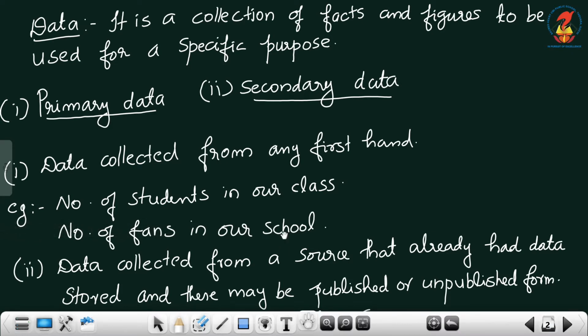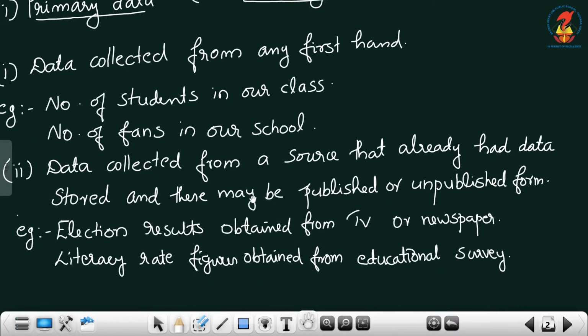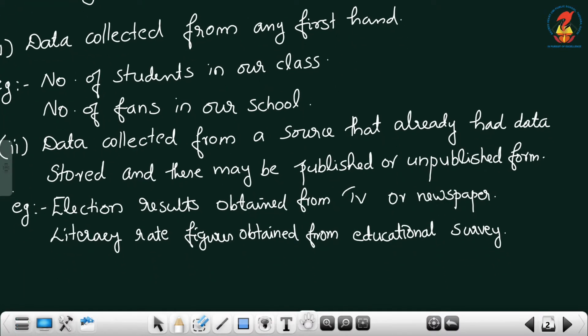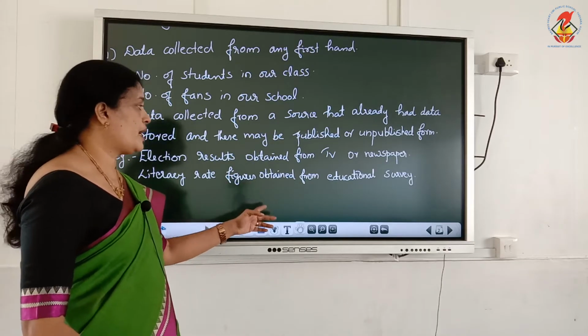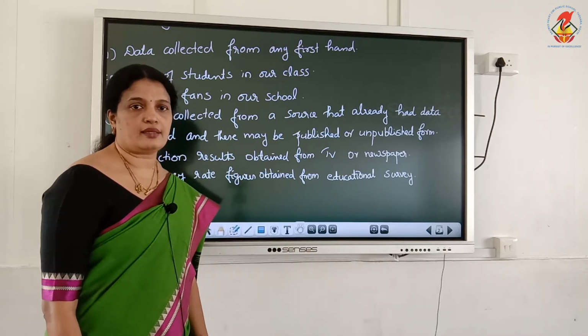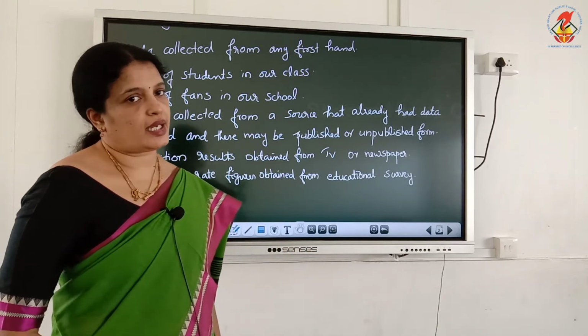Here, for example, election results obtained from TV or newspaper. Another example, literacy rate obtained from an educational survey. These are examples of secondary data.